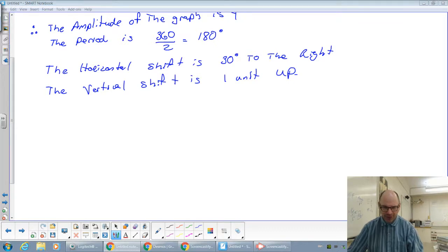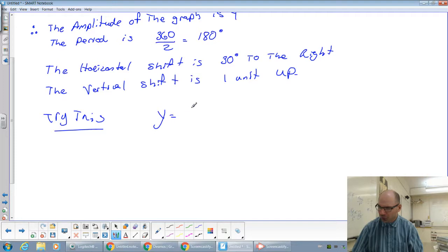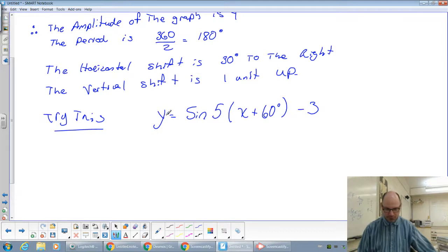So let's say I give you this one. Let's say I've got y equals, and then I'll show you a little tricky one that happens sometimes. Try this one. y equals sine 5 bracket x plus 60 degrees bracket minus 3. Okay, if there's nothing in front, we assume that it's a 1. I'll give you a second or two to try that.